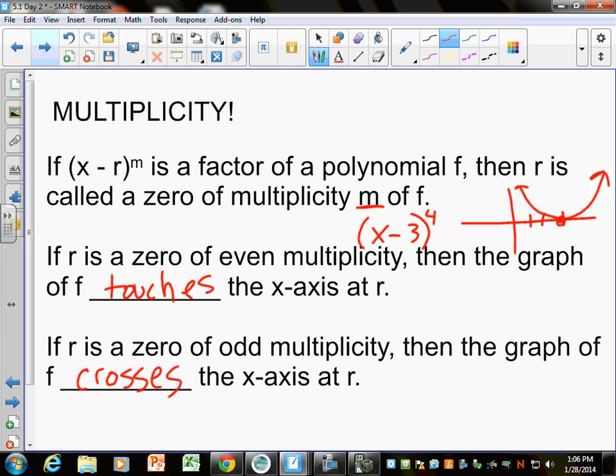Which means part of your homework today, you're just going to be looking at some functions, stating the multiplicity, and telling me whether it touches or crosses, which is very helpful when you're graphing these, which we're going to do tomorrow, to know this little trick. Okay? Multiplicity.